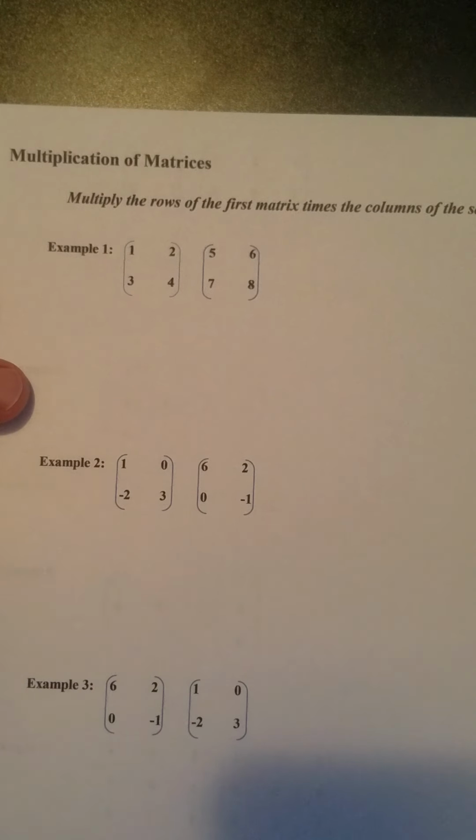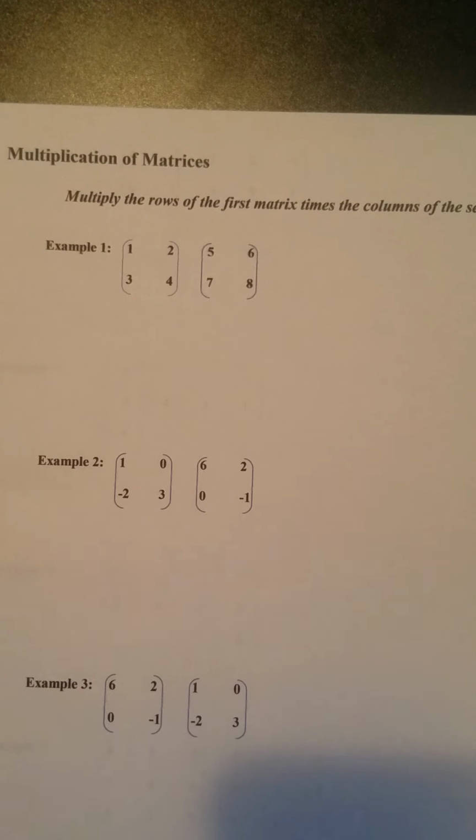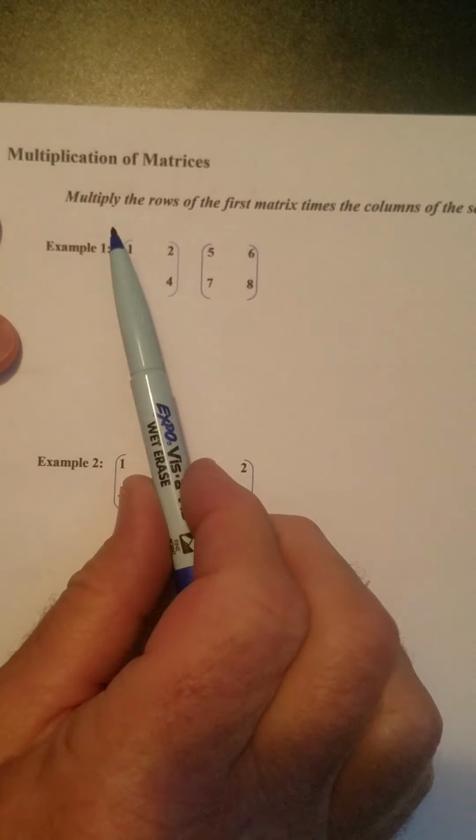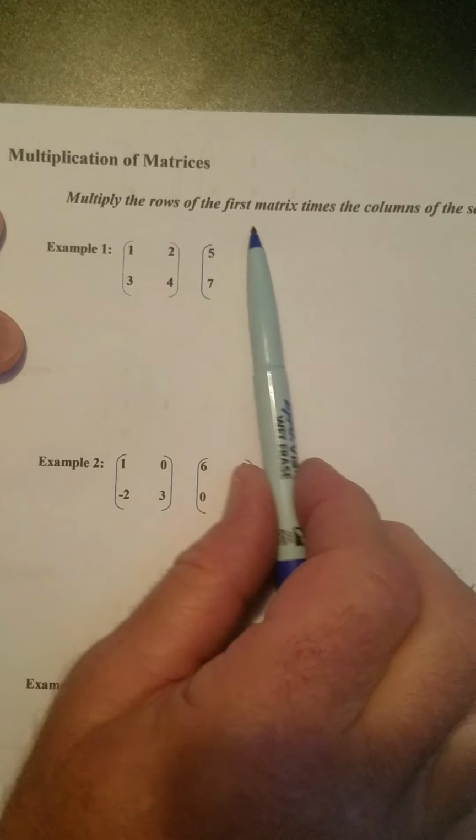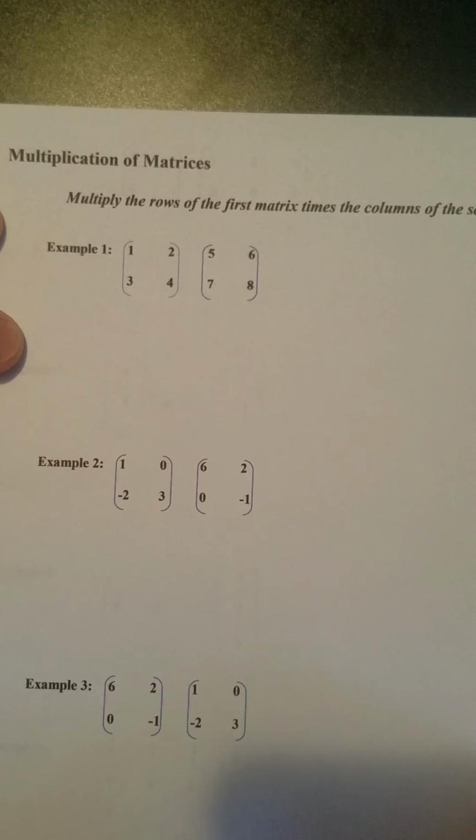Okay, so let's move on. Okay, let's go to matrix multiplication. Matrix multiplication is going to be a little bit tougher. So here's what we're going to do for multiplication. You're going to multiply the rows of the first matrix times the columns of the second matrix.